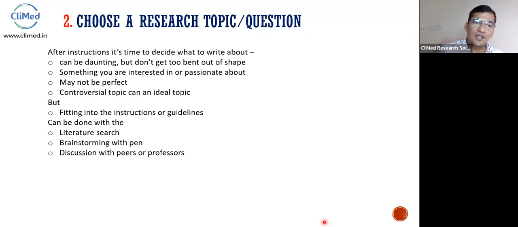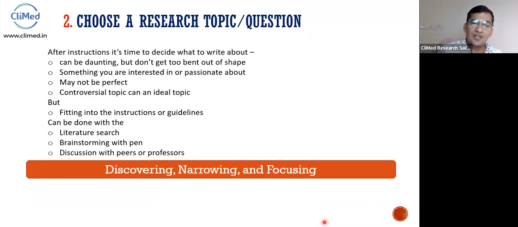Then choose a research topic. I think I have already discussed this. Always, as I told, discover, narrow down properly, and make it focused with the top feasibilities.